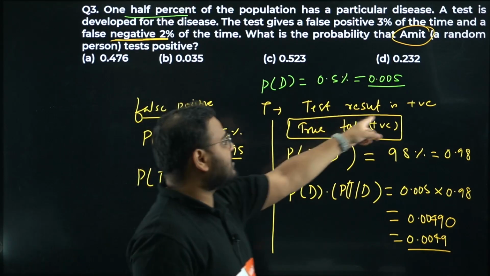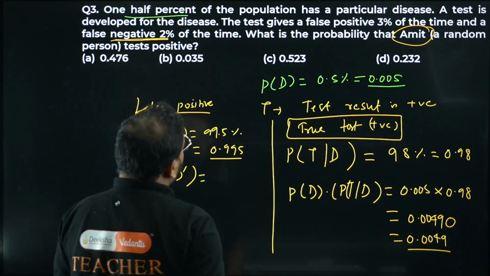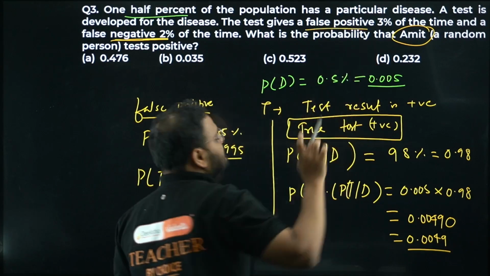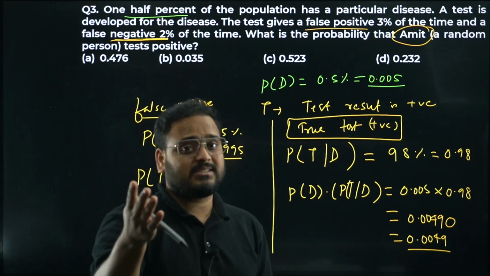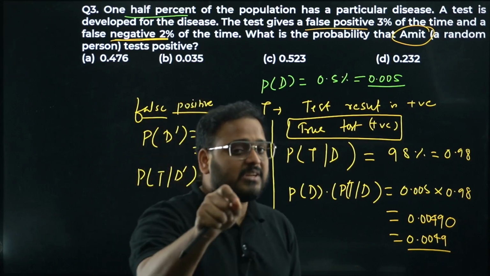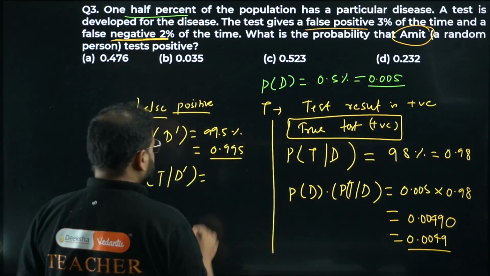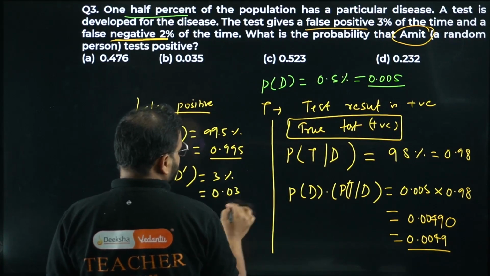T represents that the test result is positive. So testing positive even though he doesn't have a disease is what a false positive means. I repeat, testing positive even though he doesn't have a disease is called a false positive. So that's 3%. This will become 0.03.